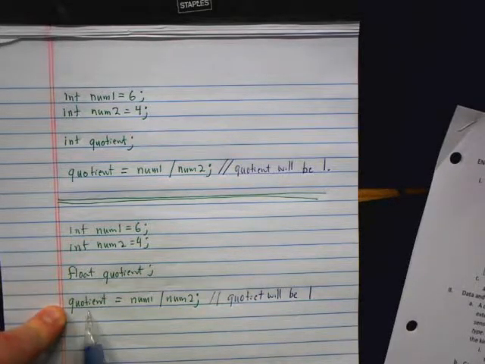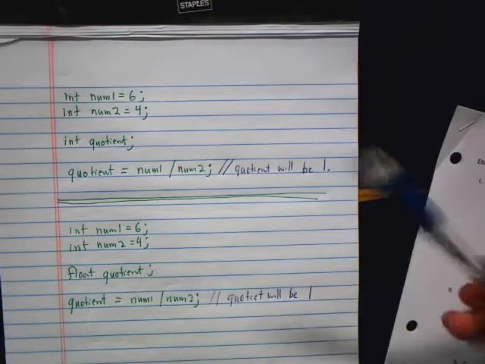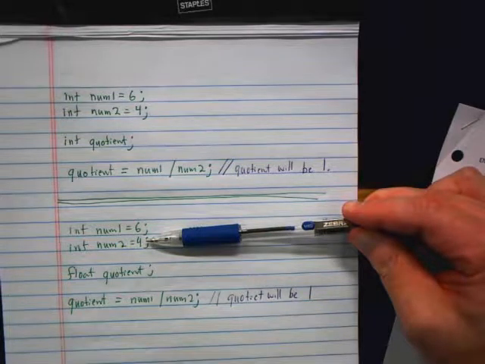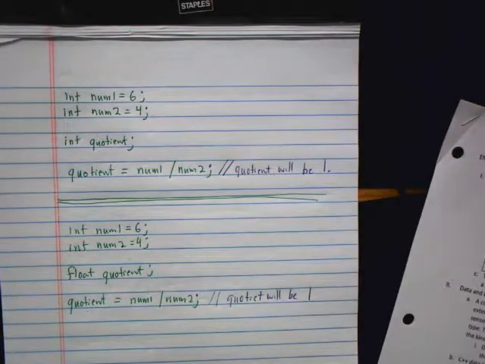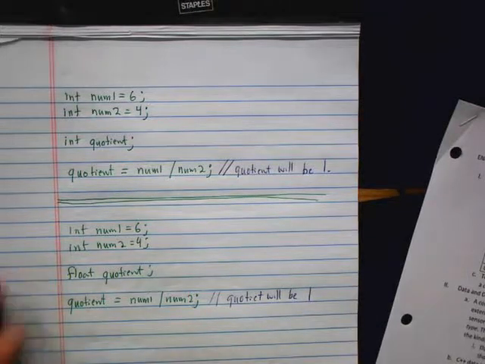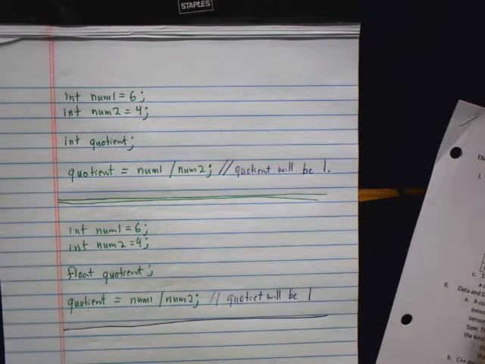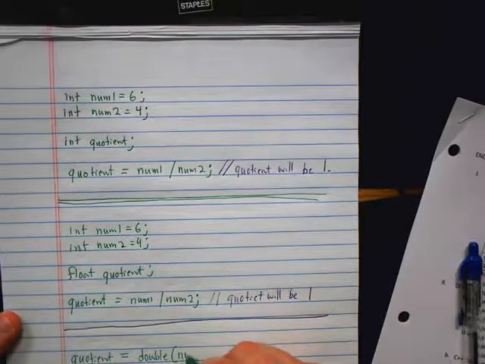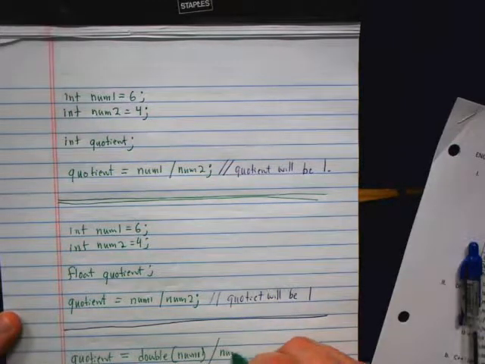All right, there'd be two options. If I first define num1 or num2 as floats, or both, as long as one of them is a float, when it does division, it will give a decimal. Or the other option is to do this. Quotient equals double num1 divided by num2.